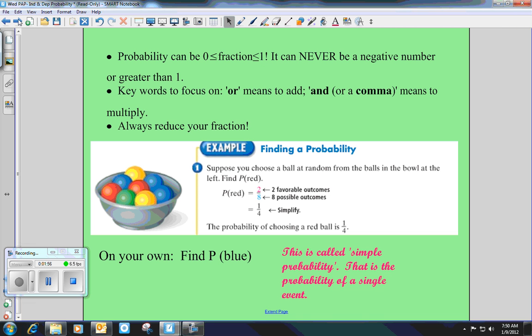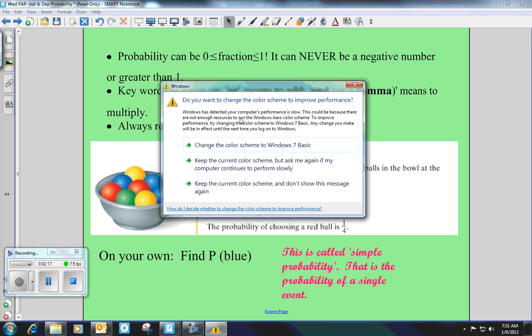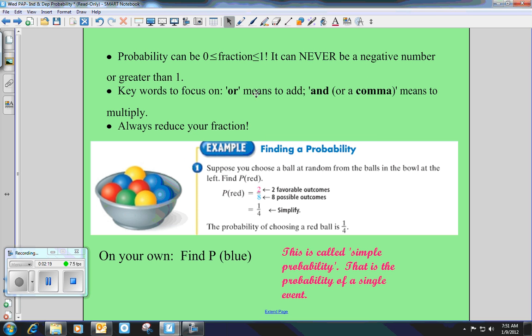Probability is going to be between 0 and 1. It can be 0 and it can be 1. It can be anywhere in between, but it's not going to be a negative number and it's not going to be greater than 1. When we are looking at the word or, when we're looking at 2 different events together, this means to add them together. Okay, so or means to add, and and, or a comma, means to multiply your fractions together.